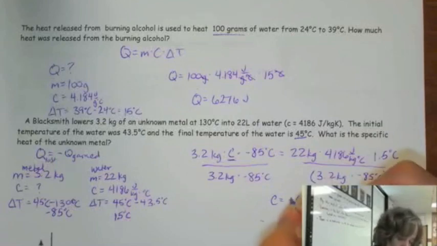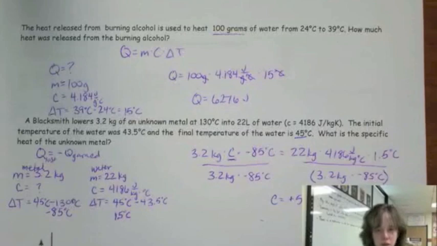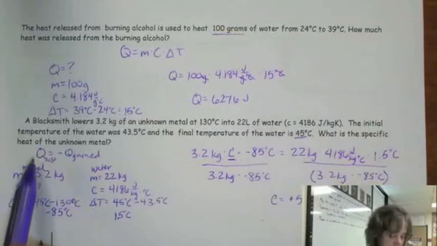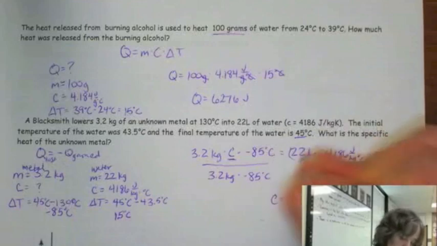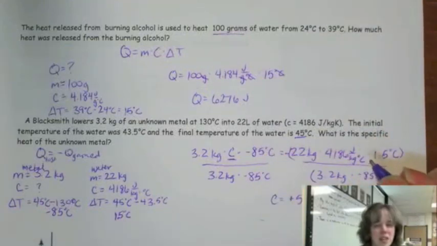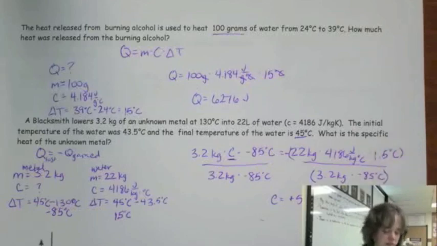That's going to be positive. There are a couple ways we can fix that. Like I said, the heat loss equals the negative of the heat gain, so you can either just put a negative in front of this whole side, or you have to remember that one side you have to do final minus initial, one side you have to do initial minus final. Either way is fine, or if you just end up with a negative C, just make it positive.